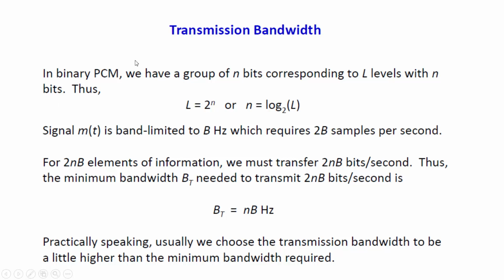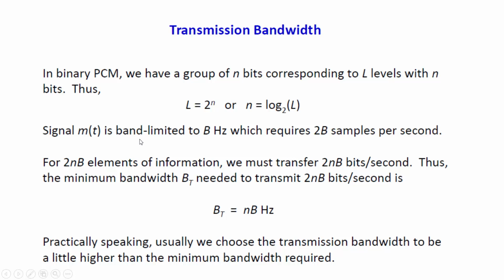let's talk about the binary PCM here. We have a group of n bits corresponding to L levels. If I represent the number of bits used in the PCM level with n and the number of levels as capital L, what is the relationship? The number of levels will be equal to 2 raised to the power n. Those many levels will be there depending on the number of bits that you are trying to use to encode one sample value, one quantized value. So n is log to the base 2 of L.